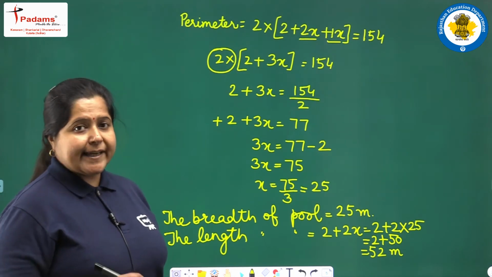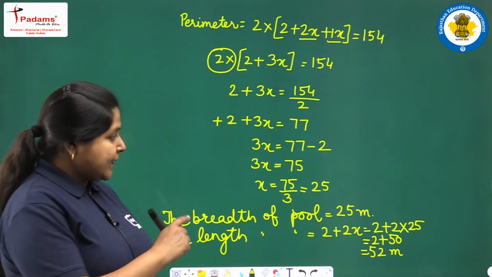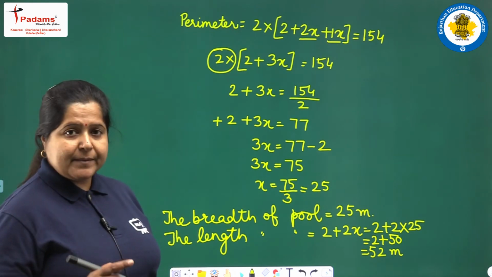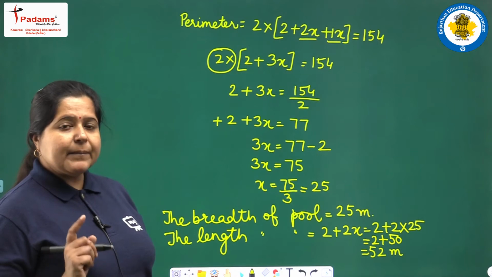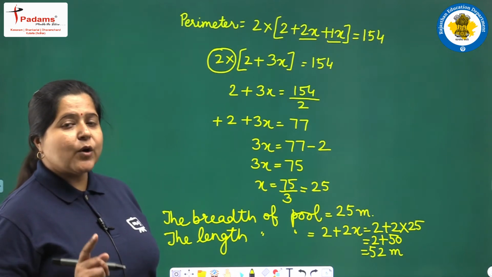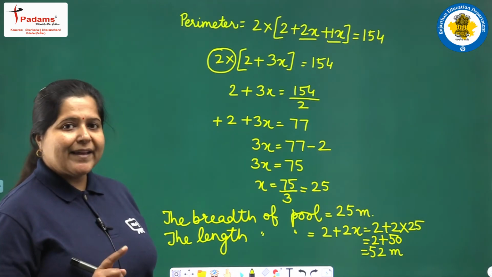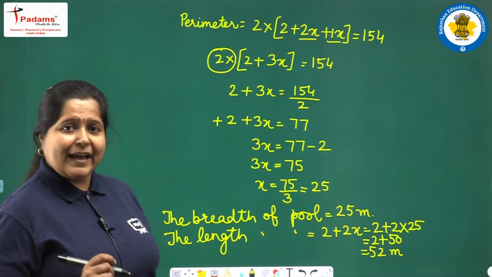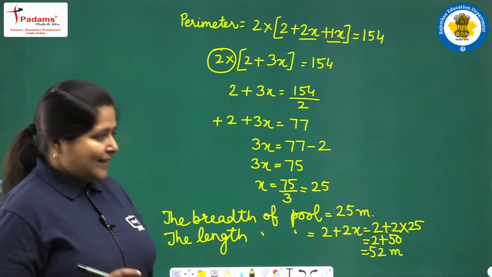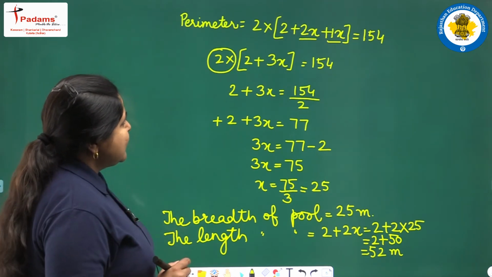You can easily check your answer also by putting these values in the formula of perimeter, 2 into (L plus B), and then you can check whether it is coming out to be 154 meters or not. If it is coming, then it is the correct answer, otherwise it may have some error and then you will have to check it. Next we have one more question.